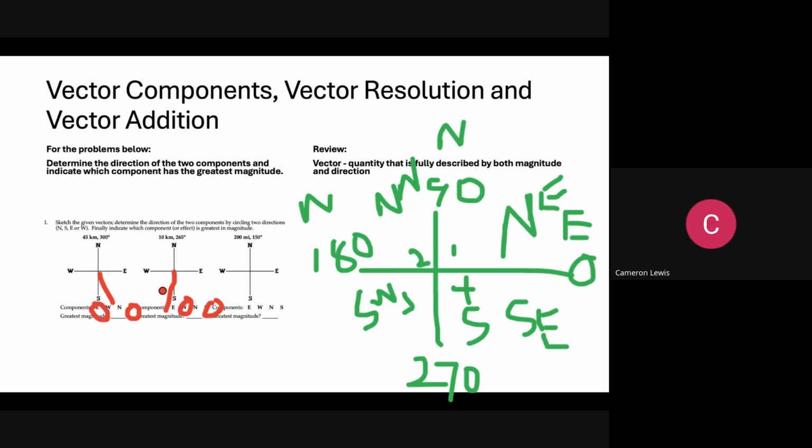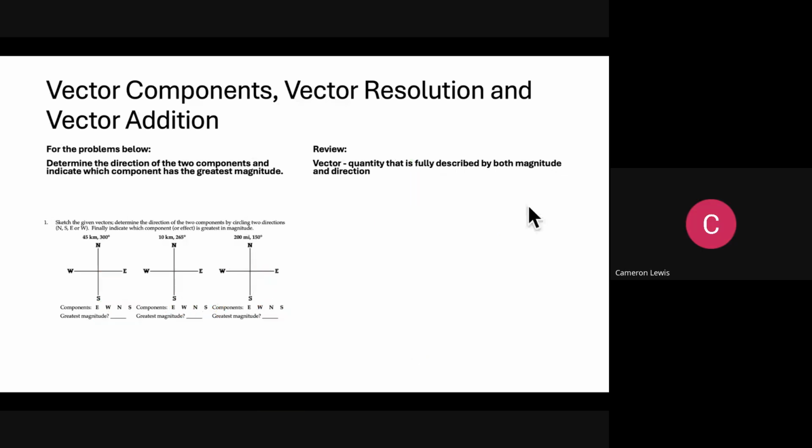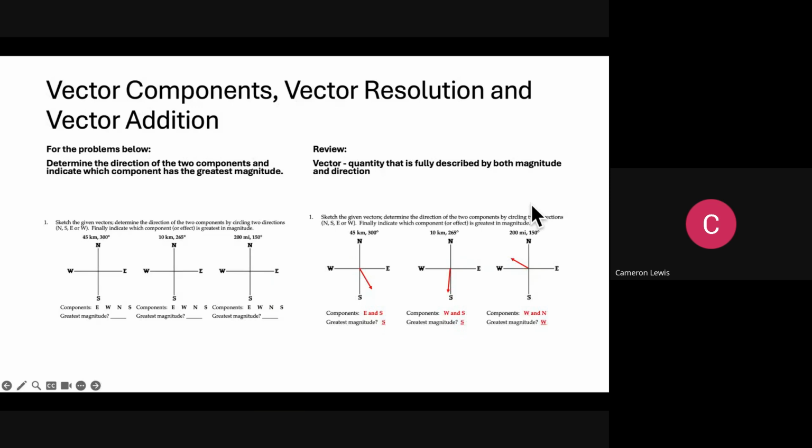So where should I draw my arrow? Closer to the 180, closer to the W. So let me do that. Now I have N and W. So now, which one has the greatest magnitude? The W. Good. Make sense?